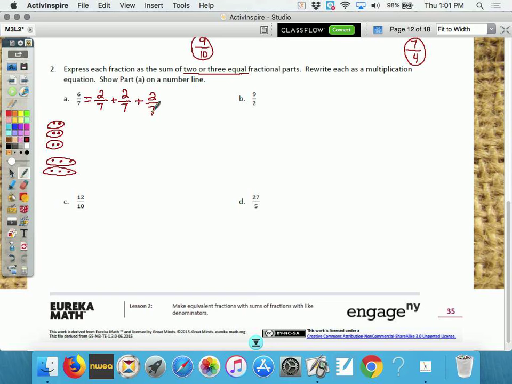So how would I make this a multiplication problem? 2 times 3. You're really close. 3 copies of, what's your fraction? 2 sevenths. So 3 copies of 2 sevenths equals what? 6 sevenths. Is that more or less than 1 whole? Less. So we're done. Okay? We're done with that.